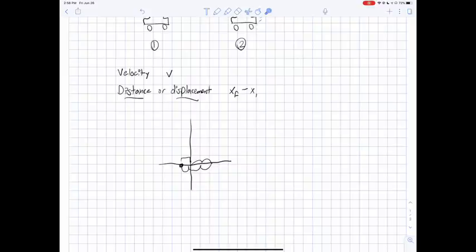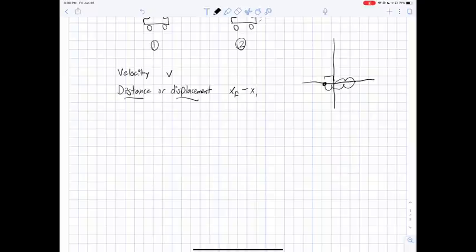So for example, our x final in this case right here is -1. And our x initial is 0 because we start at the origin. So we have -1 minus 0, -1. So our displacement is -1, as we can see. But for the distance, as we had seen, it's 1, 2, 3, 4, 5. So clearly 5 and -1 are two different values.